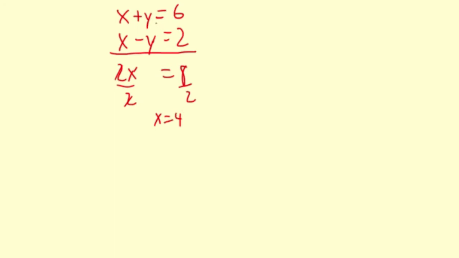Then I can substitute the x back into either equation to find the y value. I'm going to just use the first equation. So it's going to be 4 plus y equals 6. I just used the x plus y and put 4 plus y instead. The 4 went right there. To solve for y, subtract 4. y equals 2. So my solution is the coordinate (4, 2).